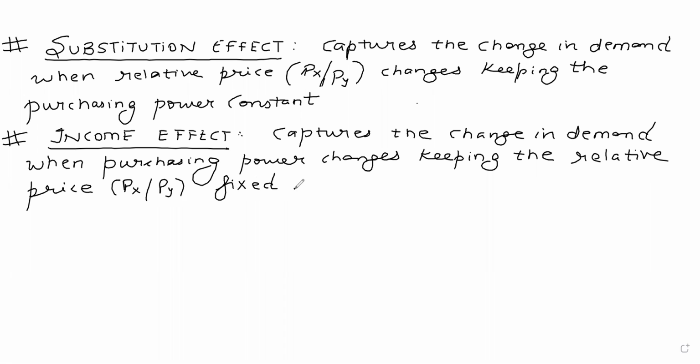So when we talk about the substitution effect, that is going to capture change in optimal choice or change in demand when the relative price ratio changes, keeping the purchasing power constant. Income effect will do the opposite. It will capture the change in optimal choice or demand when purchasing power will change, keeping the relative price fixed.